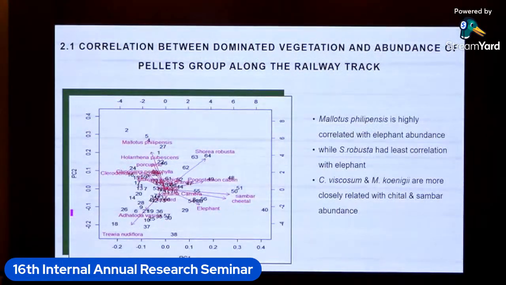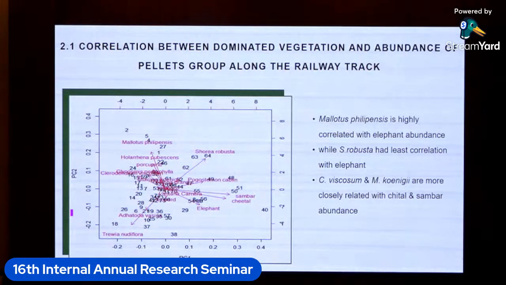Correlation analysis showed Melotus philippensis is highly correlated with elephant abundance, while Shorea robusta has the least correlation with elephant. Clerodendrum viscosum and Mariscus are more closely related to cheetal and sambar abundance. Hence, Melotus can be an indicator of elephant presence.